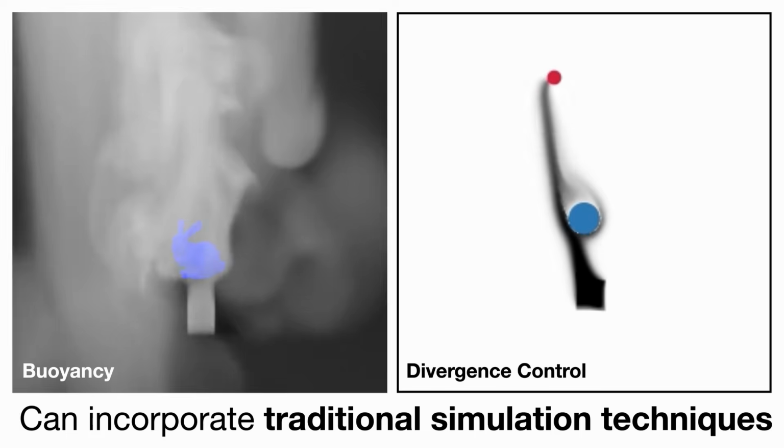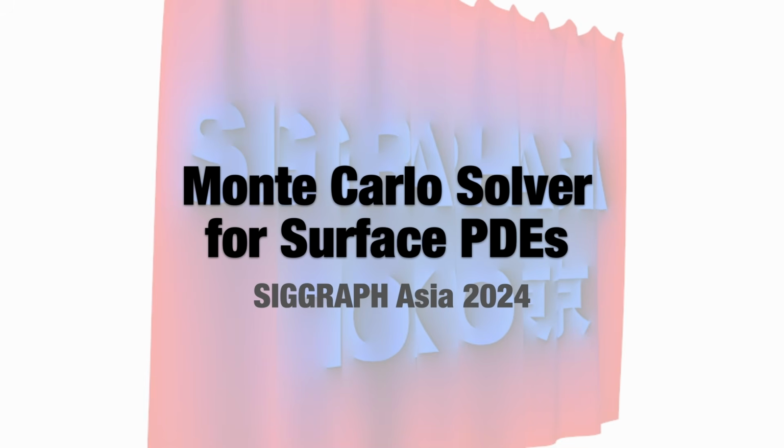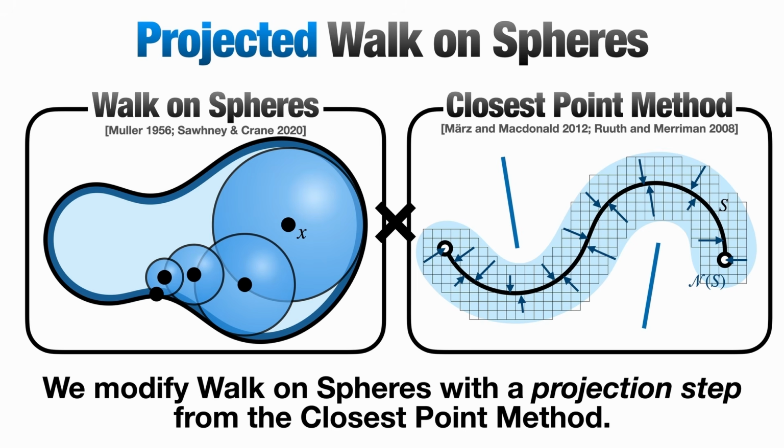The last piece of my thesis work tackled the problem of solving PDEs on surfaces. The idea of our method, which we term the Projected Walk on Spheres, was to modify the Walk on Spheres Monte Carlo method with an additional projection step inspired by the closest point method for surface PDEs.